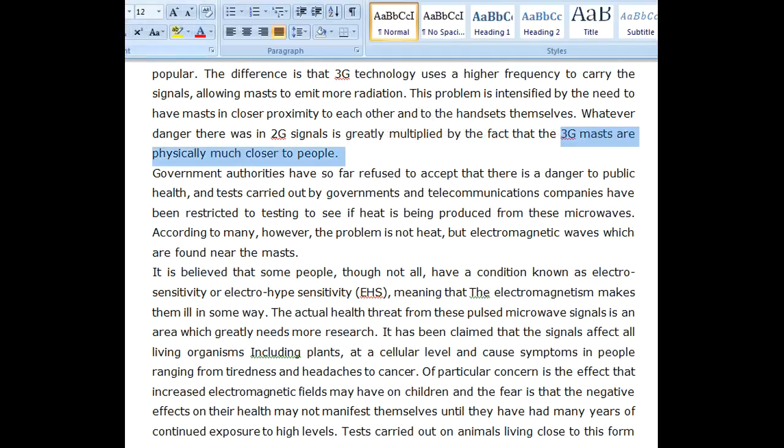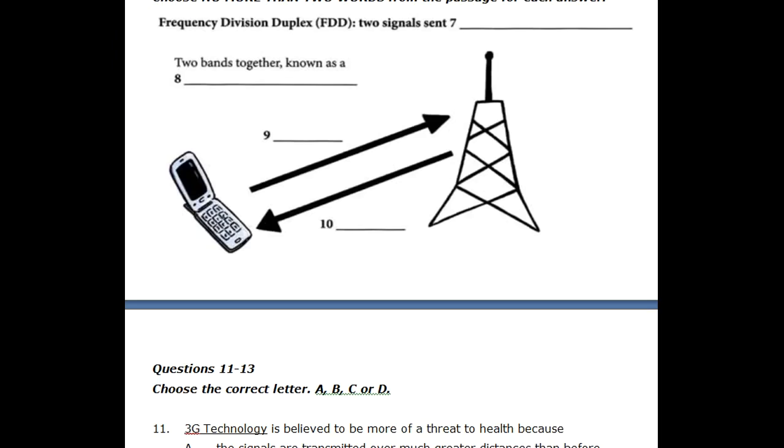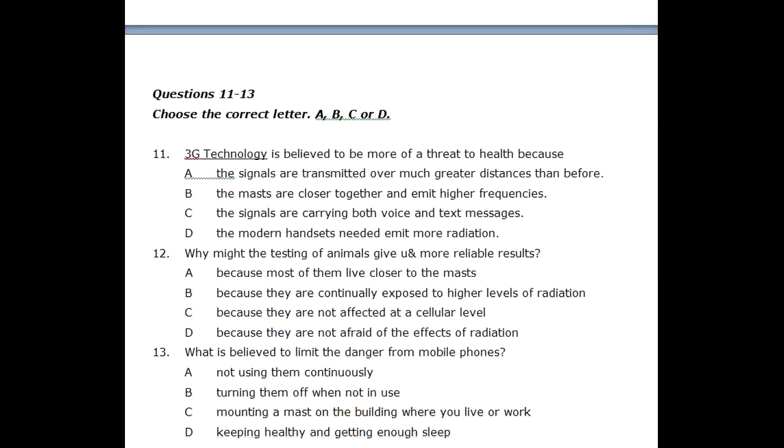Perhaps this is the answer, but I have to go back and search what the options available here are. Right. The first is saying the signals are transmitted over a much greater distance. No, so cross it out.